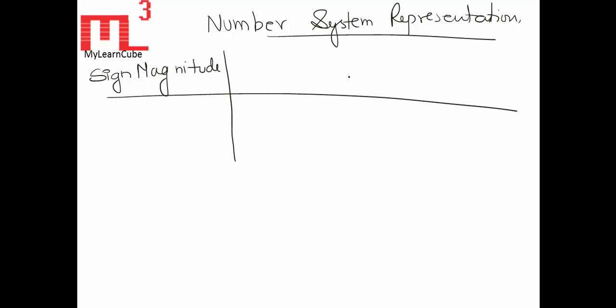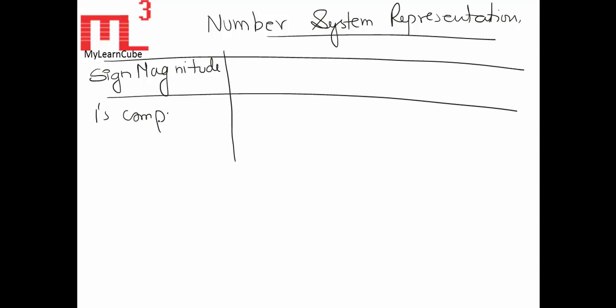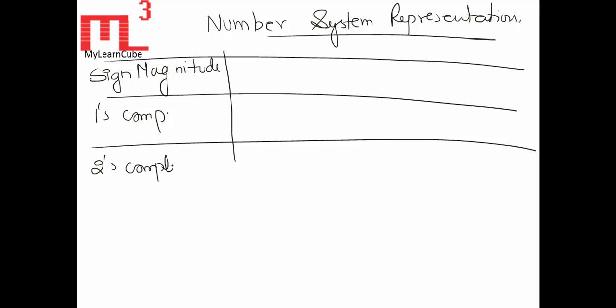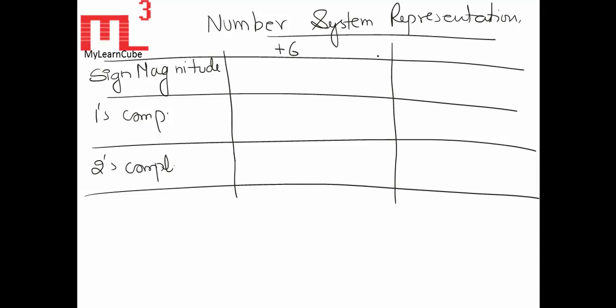So basically we have 3 types of number system representations. One is sign magnitude form. Another is ones complement representation, and next one is two's complement representation. Now take an example. Take the same example, plus 6 and minus 6. So first see sign magnitude. Plus 6, take the example of 4 bits only. So it is this one.